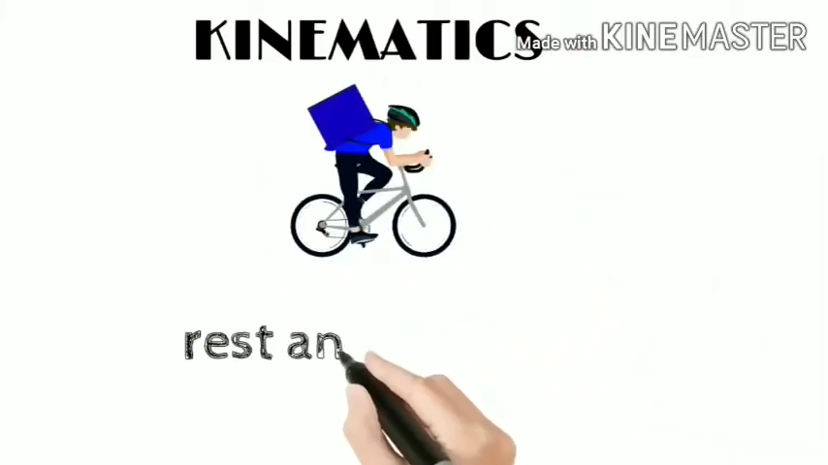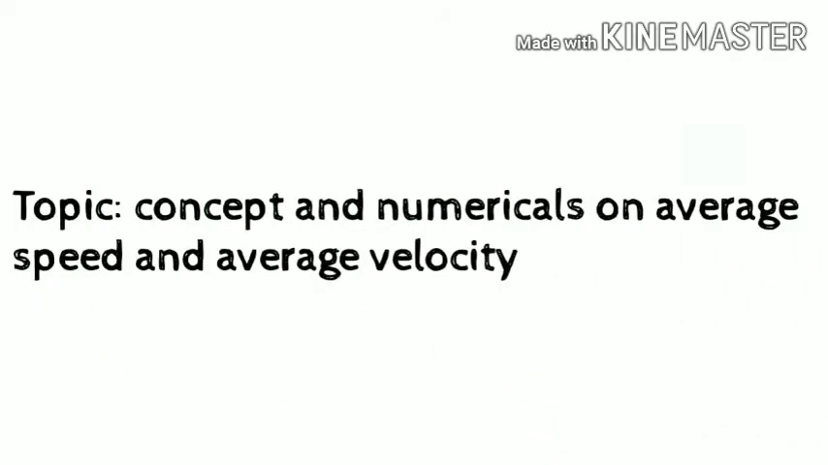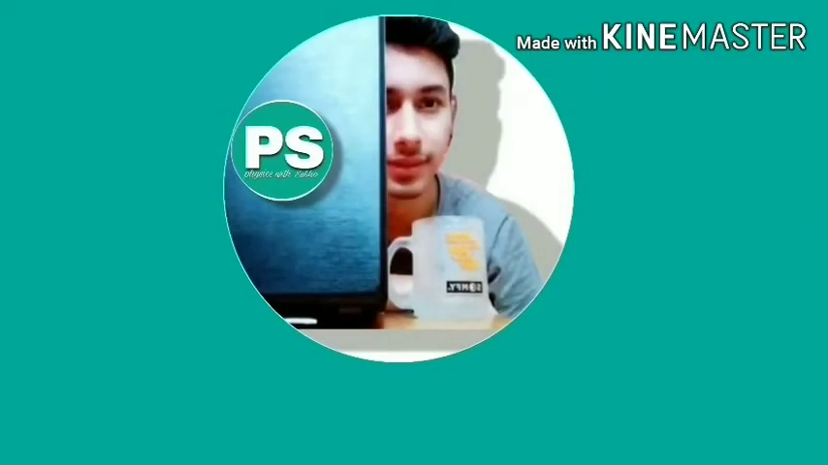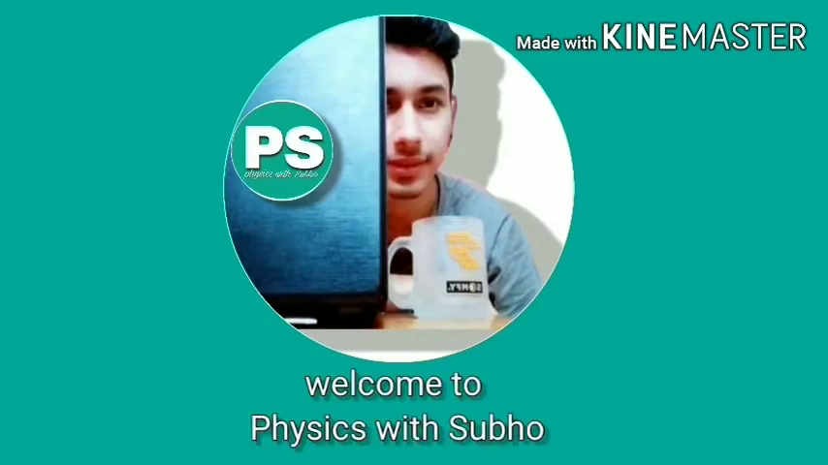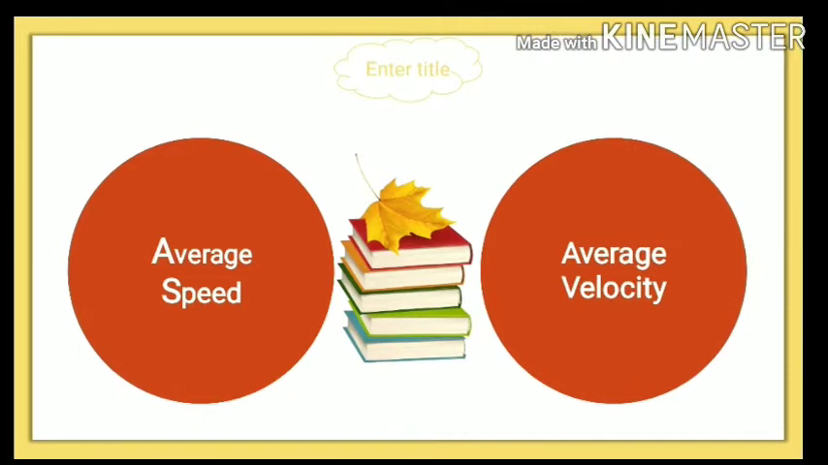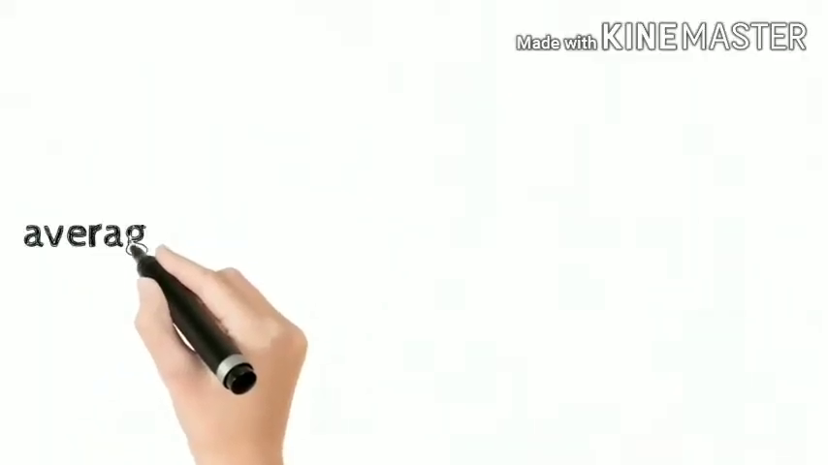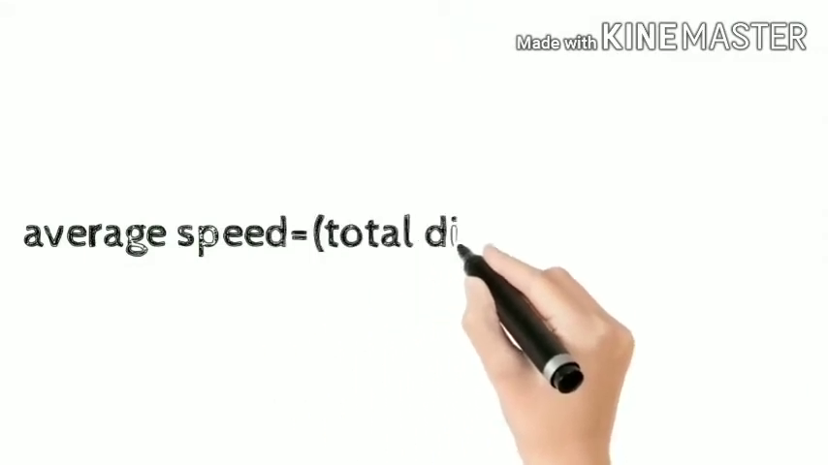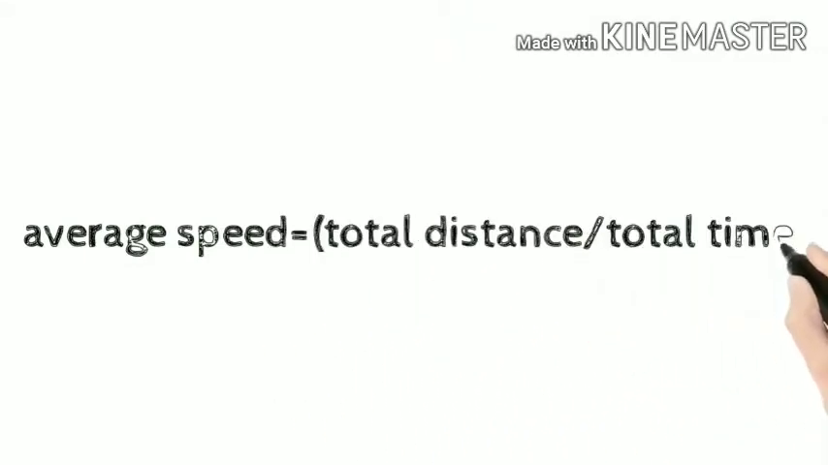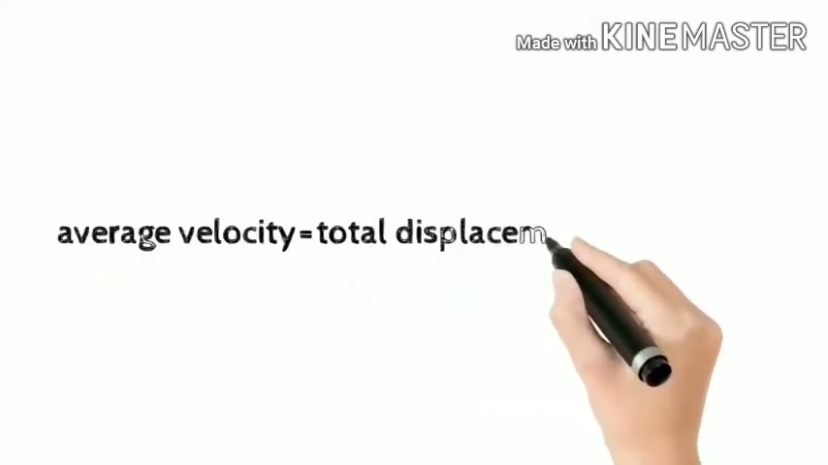In today's lecture, we are going to discuss the concepts and the numericals of average speed and average velocity. Before starting, we should know what is average speed and what is average velocity. The average speed is defined as the ratio of total distance by total time, and the average velocity is defined as the ratio of total displacement by total time.